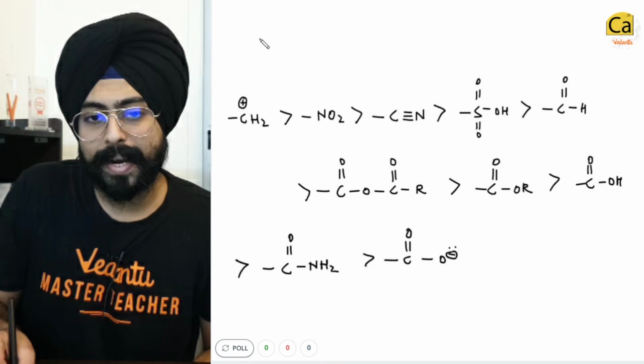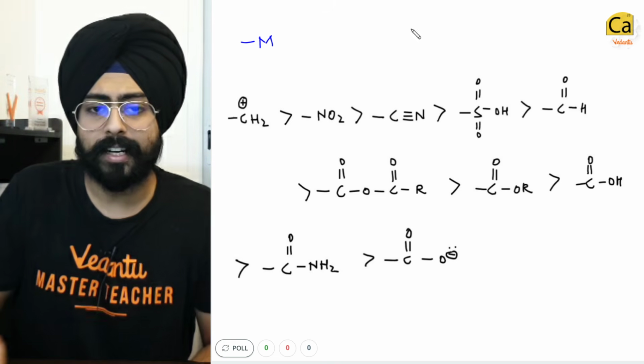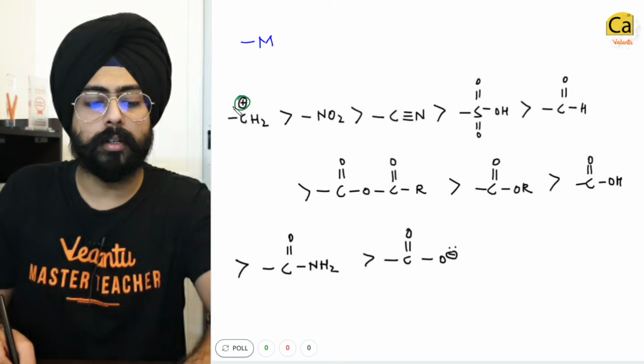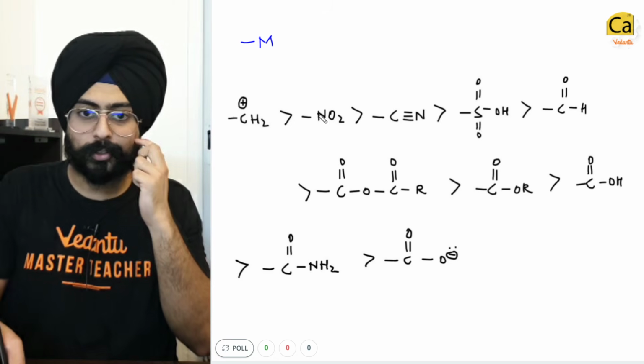Moving on to minus M. Minus M, of course, will be places where there is a deficiency of electrons. Fine. So positive charge carbon will want to pull electrons from the resonating system. It will want to pull pi electrons towards itself.